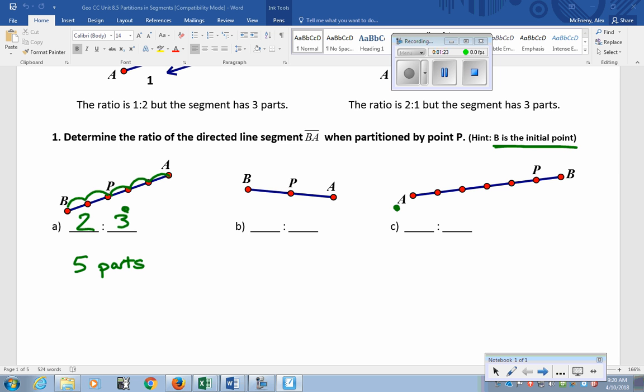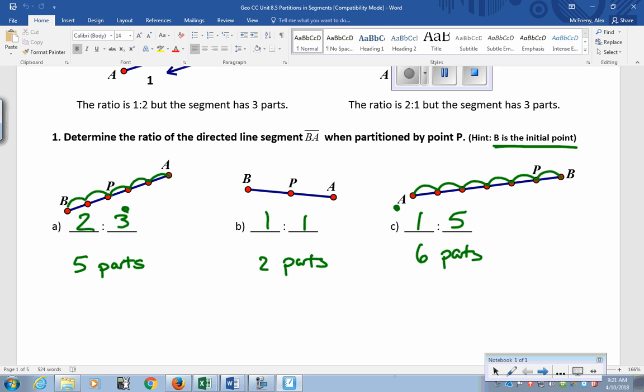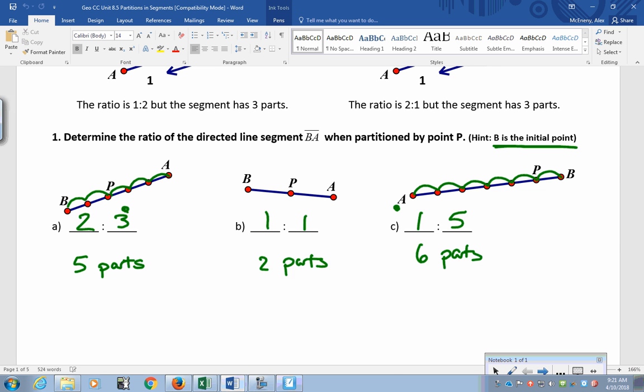For B, this would just be 1 to 1. And again, there's 2 parts to the line. It's broken into 2 separate parts. And then for the last one, it's going to be 1 to 1, 2, 3, 4, 5. So it's a 1 to 5 ratio, and there's 6 parts in the line. So that'll help you with the beginning parts of this assignment.